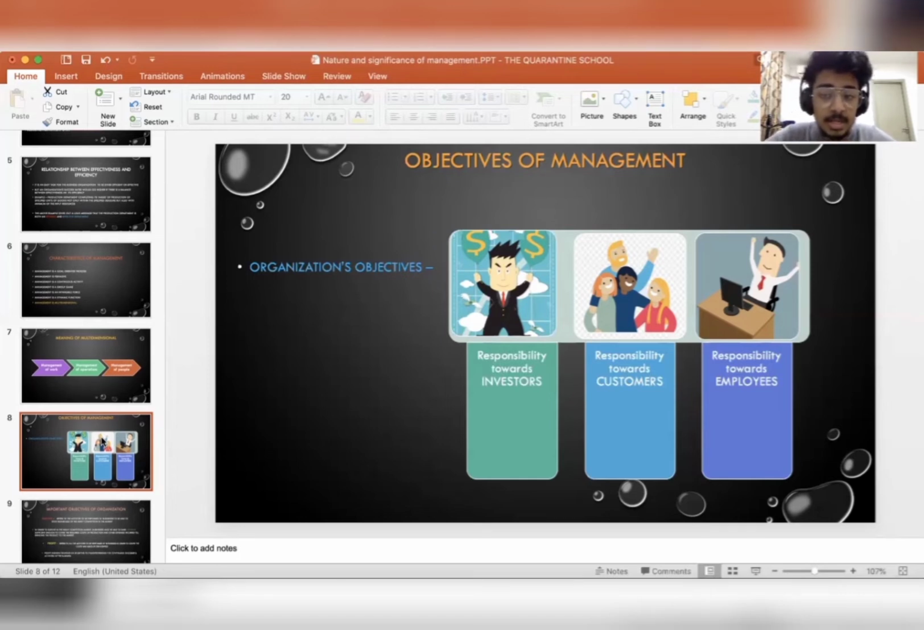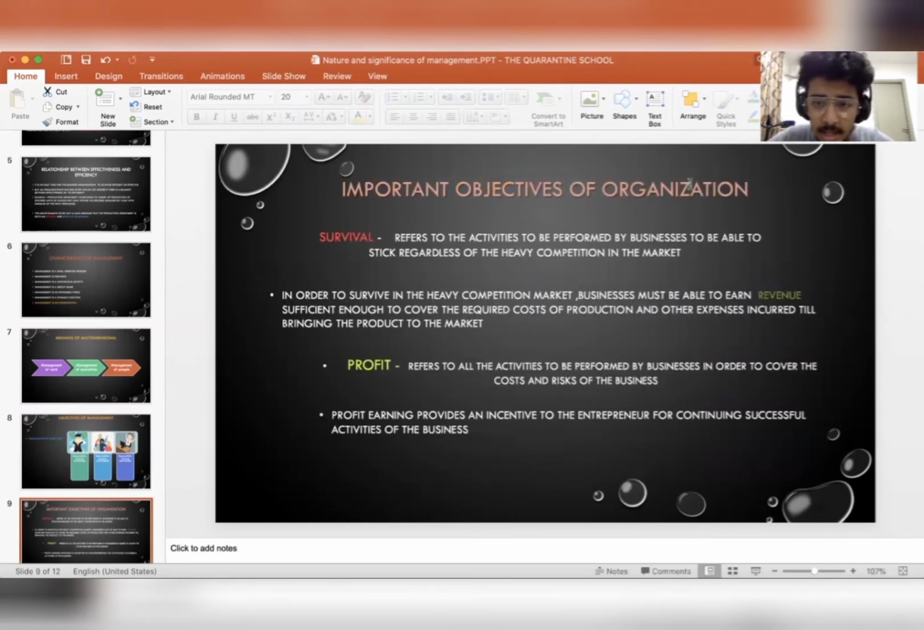Second, customers. Now, customers are the main people because of whom the business runs. These are the people who obtain the services or goods in return for the cash which they provide to the business organization. So these are in the second block. And thirdly, responsibility towards employees. Businesses should take care of the individual goals of the employees. It should try to keep a balance between the harmony of the individuals and the organization achieving its goals. Next slide. Important objectives of organization. Okay. Now we discussed organizational objectives. These can be further divided into survival, profit, and growth.